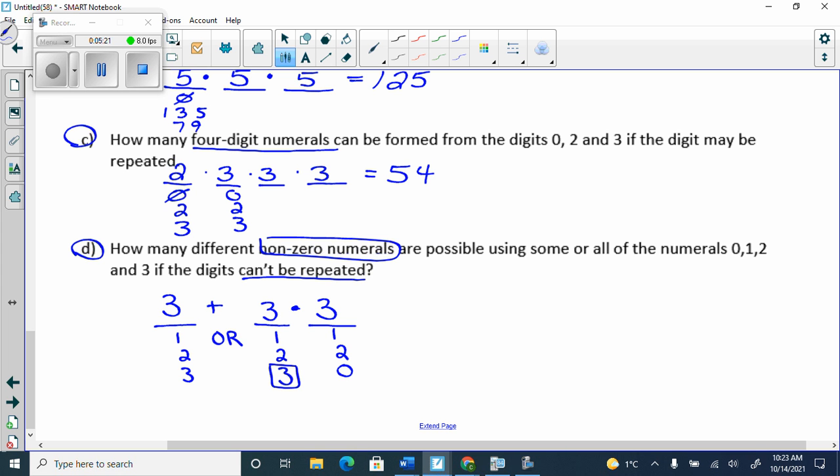Or I could have a 3-digit number. This can be 1, 2, or 3. So I have 3 options. Say I hold the 3. Then this one could be 0, 1, 2, which is 3 options. And say I hold the 2. And this could be 0, 1, which is 2 options.